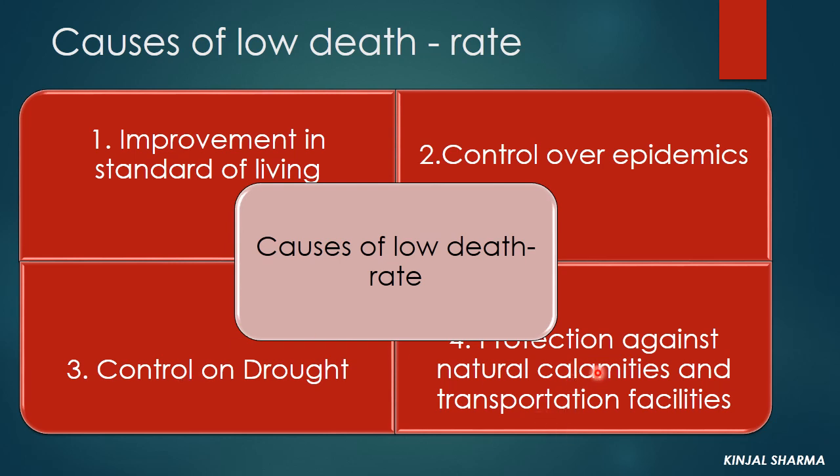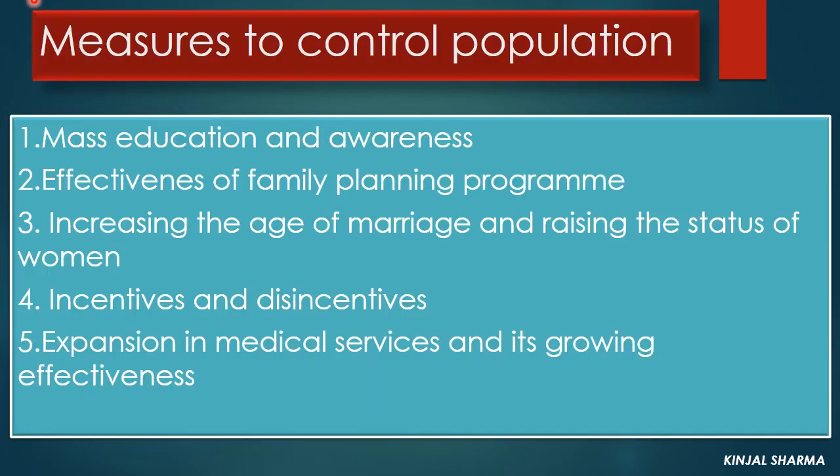And the last one is protection against natural calamities and transportation facilities. So in earlier times, the natural calamities like earthquake, tsunami, landslides, famines, floods, they led to high death rate. If such calamities occur now in any part of the country, then immediate relief can be made available by enabling the availability of basic requirements like food grains, medicines or medical facilities, which can reduce death rate up to some extent, we can say.